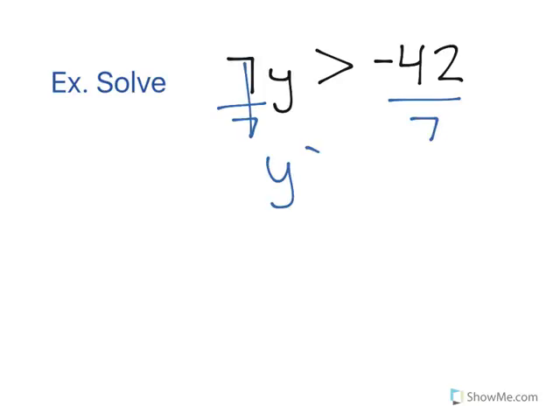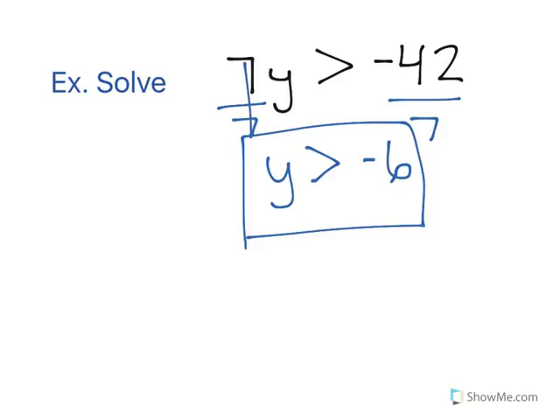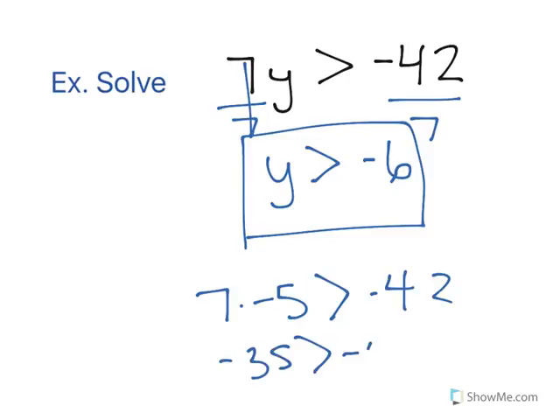So we're left with y is greater than negative 42 divided by 7, which is negative 6. Next, you can go back and check this too. It says y has to be greater than negative 6, so we can plug in negative 5 into the inequality. Does 7 times negative 5 come out greater than negative 42? Well, negative 35 is greater than negative 42, so it checks out.